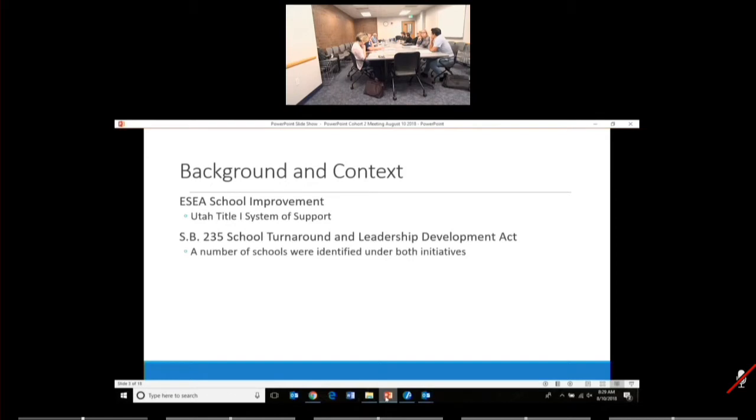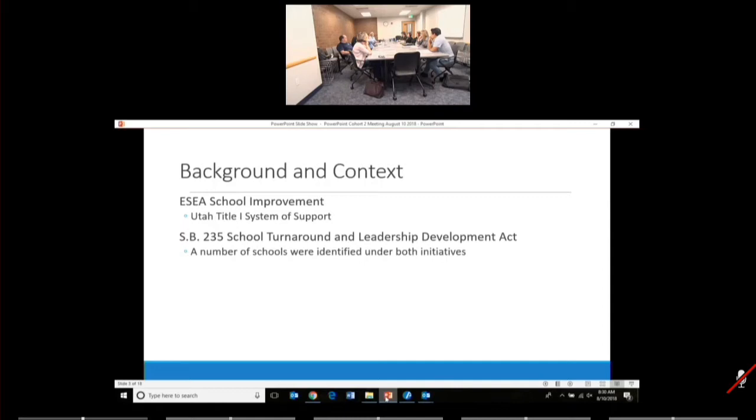In 2015, Utah passed Senate Bill 235. I know a lot of you in this room are familiar with that bill, the School Turnaround and Leadership Development Act. SB 235 identified the lowest performing 3% of all schools in Utah, so that was based on 1 year of accountability. Funding was allocated to the Utah State Board of Education to approve a list of providers.